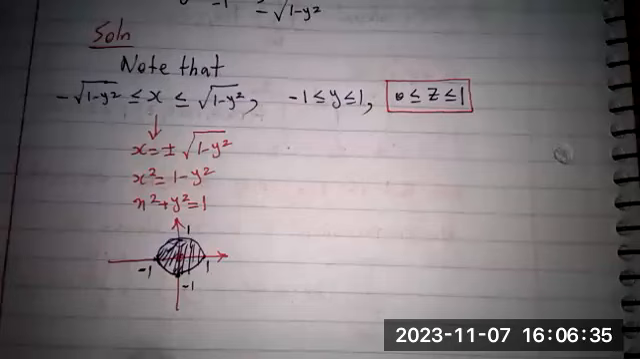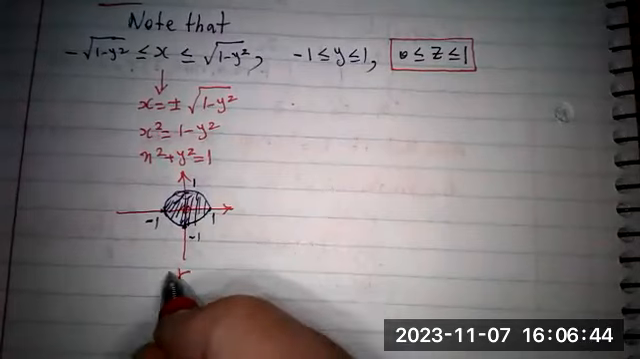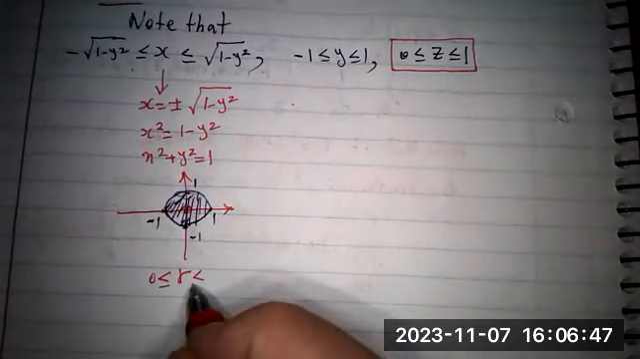Now you change this one into polar coordinates. R would be the radius, so the radius is 1. So R is going to be between 0 and 1.